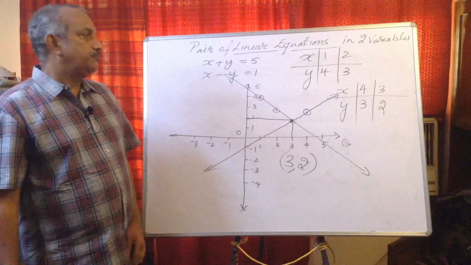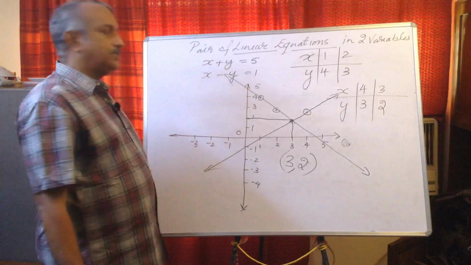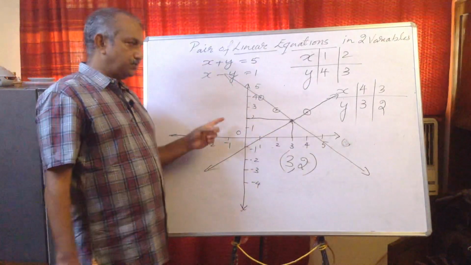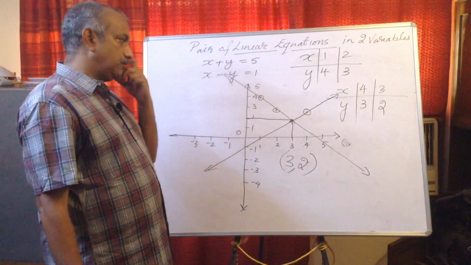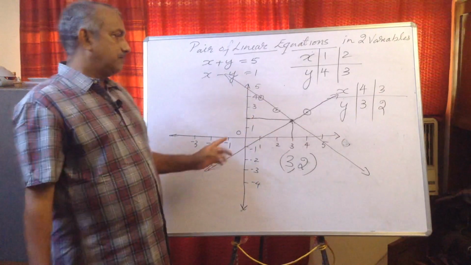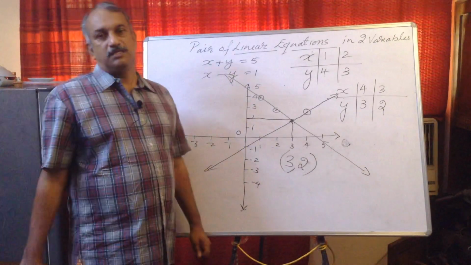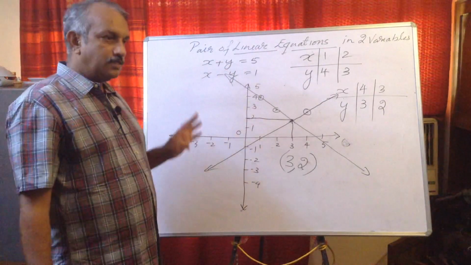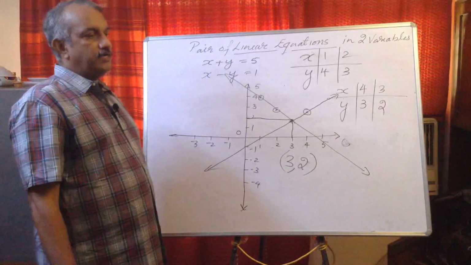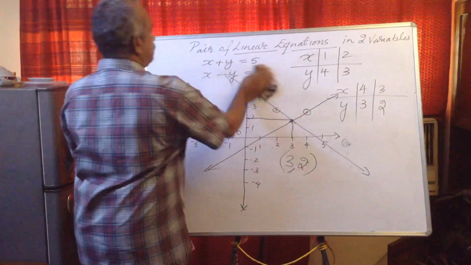So like this we can solve a pair of linear equations in 2 variables by using the graphical method. So first find at least 2 solutions. If you can find 3, good. Then draw the graph. If the graphs are intersecting, find the coordinates of that point of intersection, that will be the answer. If the graphs are coincident, there are infinite solutions. If the graphs are parallel, there is no solution. So this is the first method. Now we'll go to the second method.